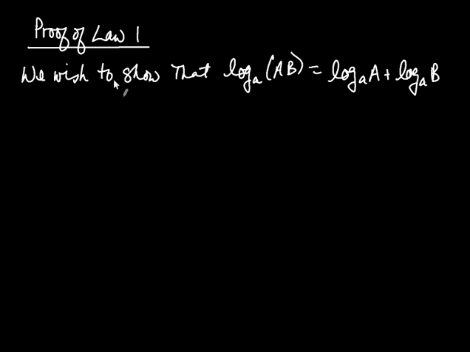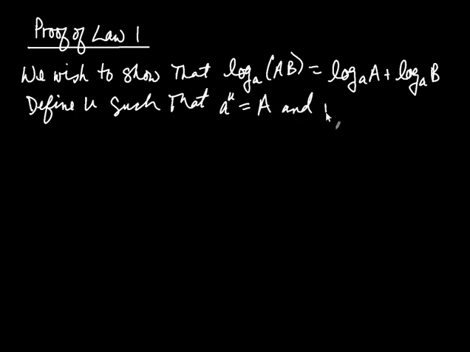So proof of law 1, we want to show that log of a product is equal to the sum of the logs. Okay, first we're going to define, in this proof, the number u such that little a raised to the u is equal to big A, and v such that a to the v is equal to B. Okay, now we can do that because, remember, a is the base of a logarithm, and it's a positive number not equal to 1, and here we're using it as a base of an exponential function.